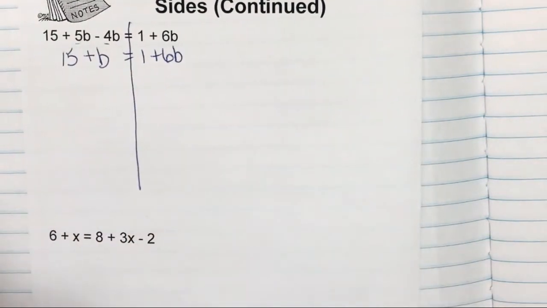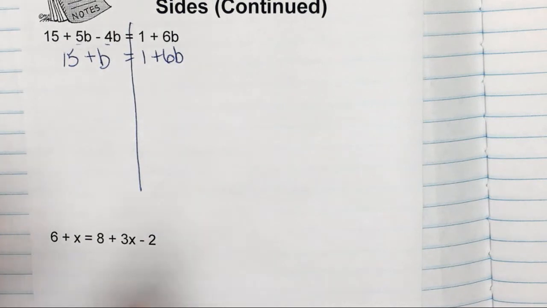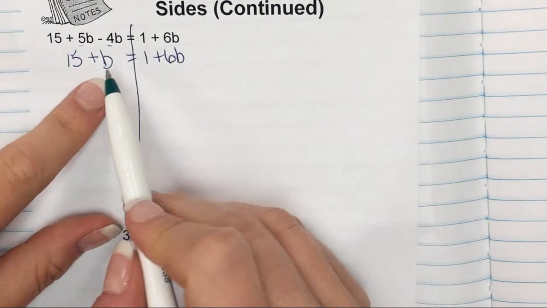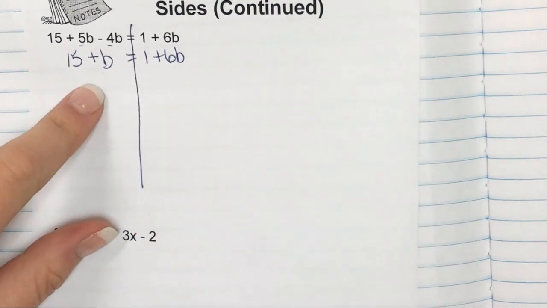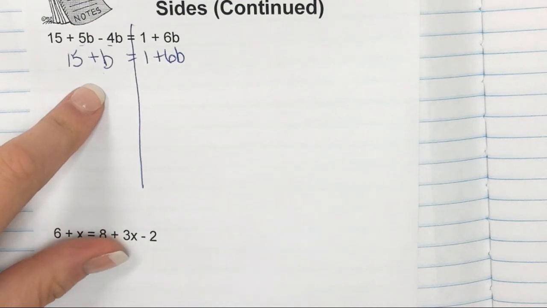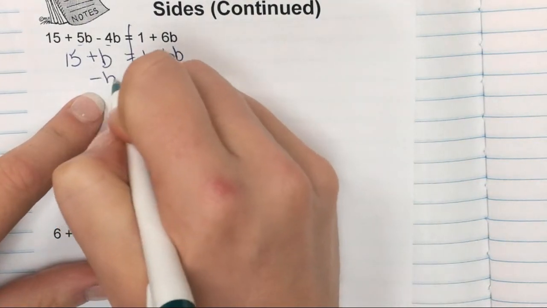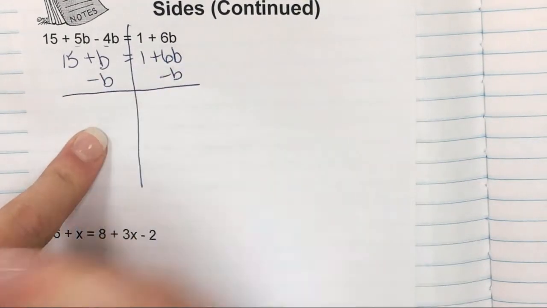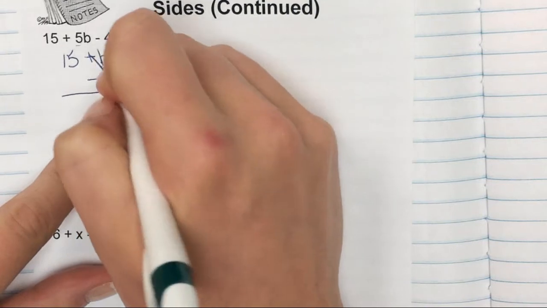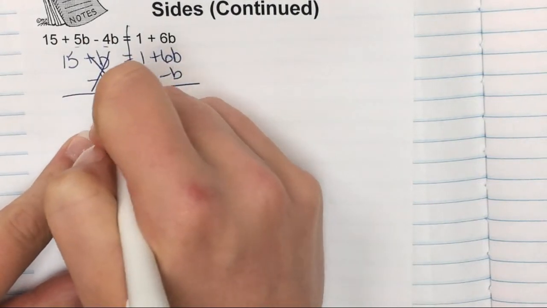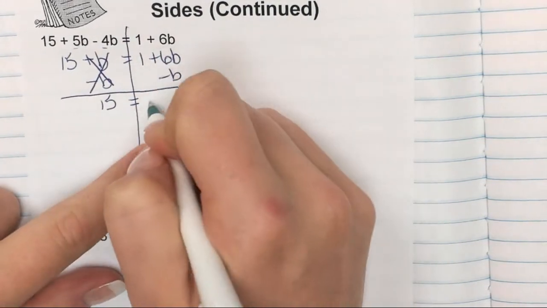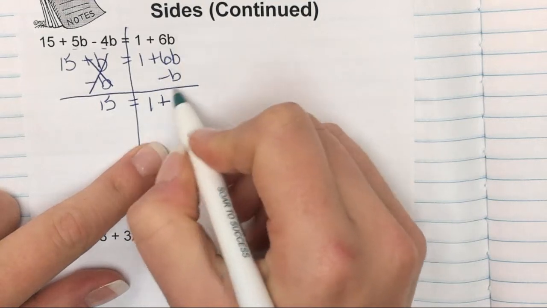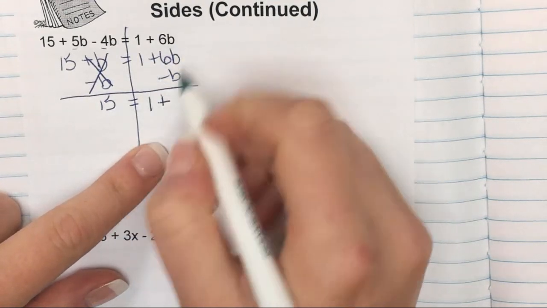And then I can go ahead and solve. Notice this one is a little bit easier if I just subtract 1b from both sides. I don't end up with any negative variables if I solve it that way. So I'm going to go ahead and subtract b from both sides. Notice I'm lining up my b's again. These two are going to cancel. So I'm left with 15 is equal to 1 plus, and then 6b minus b is going to give me 5b.